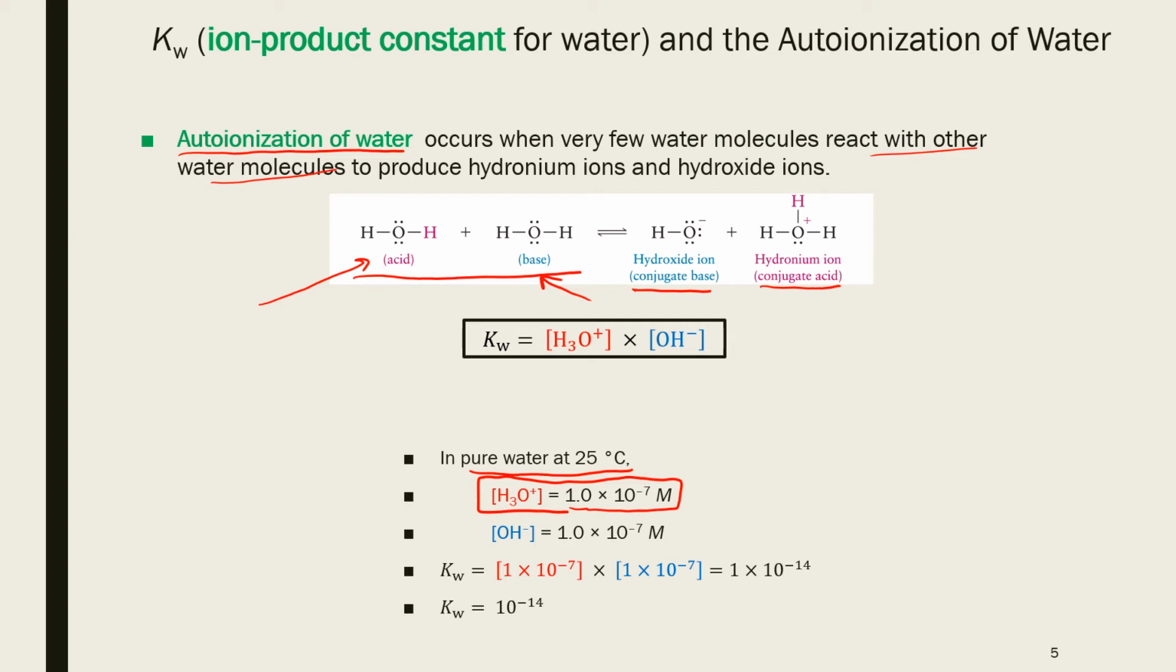And the concentration of hydroxide ion is also measured to be 1.0 times 10 to the negative 7. Because the concentration of both hydroxide and the hydronium ion are equal, so technically it is a neutral solution. The equilibrium constant of this reaction is abbreviated by Kw, and it is known as the ion product constant for water.